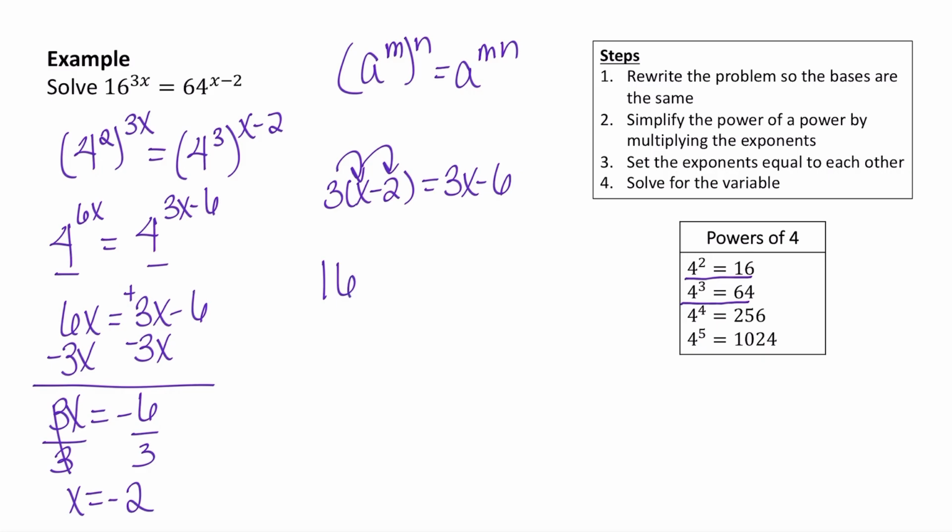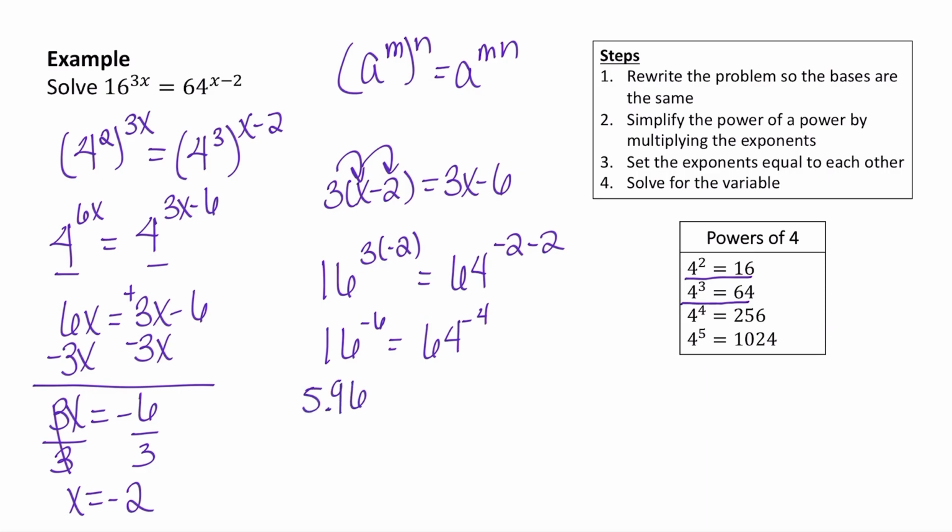And so we do 16 to the 3 times negative 2 equals 64 to the negative 2 minus 2. So that's 16 to the negative 6 equals 64 to the negative 4. If we do 16 to the negative 6 power, I get about 5.96 times 10 to the negative 8. This is just what my calculator is telling me. And I have 64 to the negative 4th, which is also 5.96 times 10 to the negative 8. So that checks out, which means that x equals negative 2 is my solution.